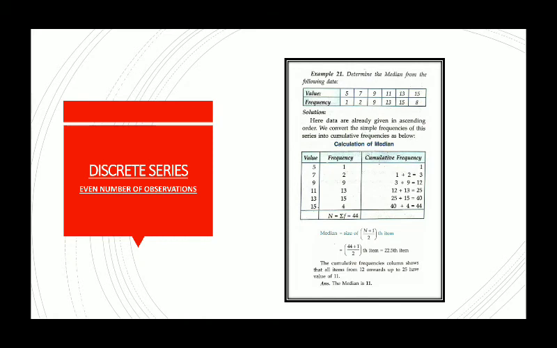The next one is discrete series. We all know discrete series means when we have the value of the variable as well as the frequency. So here in this sum, you can see that frequency and value are given. Now, whenever frequency is given and you are supposed to calculate the median, you need to calculate cumulative frequency. Cumulative frequency can be more than type or less than type, but here in case of median, we will need less than type.